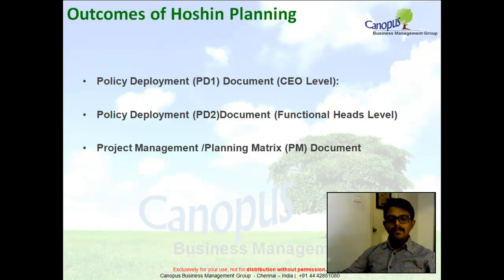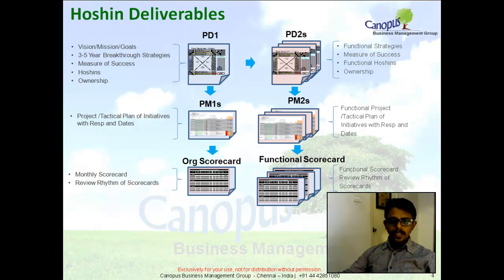Now, the next level of documentation is what we call a planning matrix or a project management document, also called PM or PM1 or PM2, depending on which level it's been drawn. It is nothing but an action plan of strategic initiatives or projects within the PD1s and PD2s, which will help us achieve our goals. So these are the set of documents that an organization should be ready with when they are done with their Hoshin planning activities. Let's understand this in greater detail, and this will help you get a better idea of what I spoke of right now.